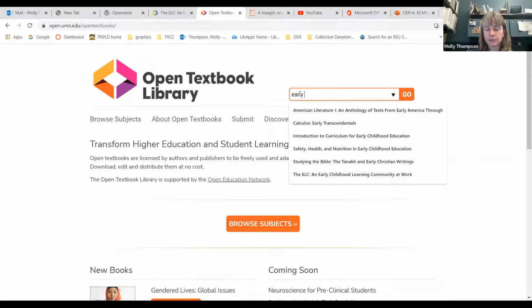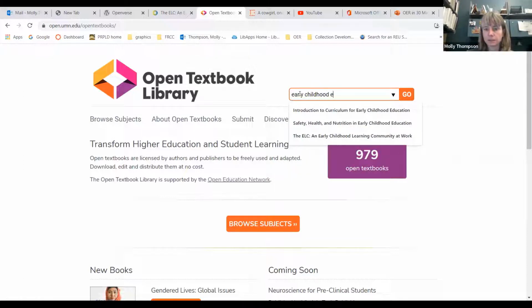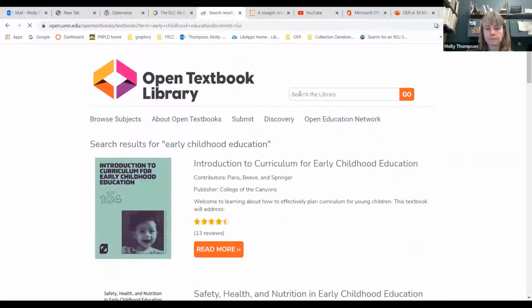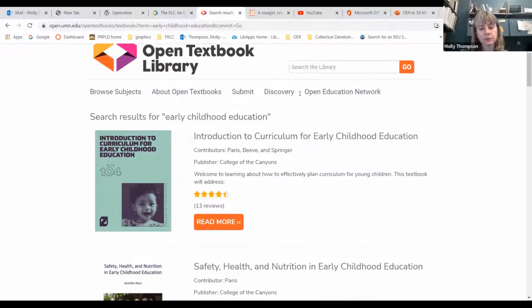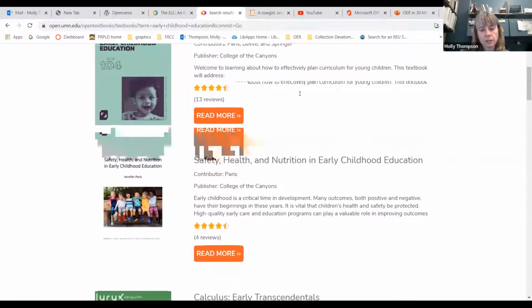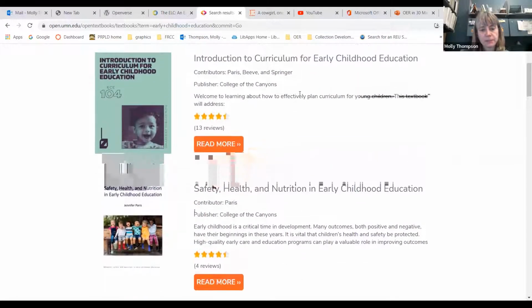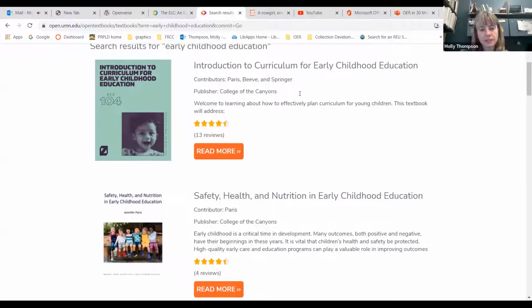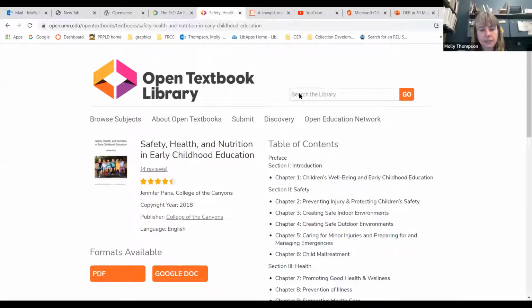I think my typing gets worse as we go along. And then here you can see, as opposed to the OER Commons site that we were looking at, there are more reviews, which is interesting. This is from the College of the Canyons, the publisher. If I was going to take a look at safety, health, and nutrition in early childhood education, I could do that.